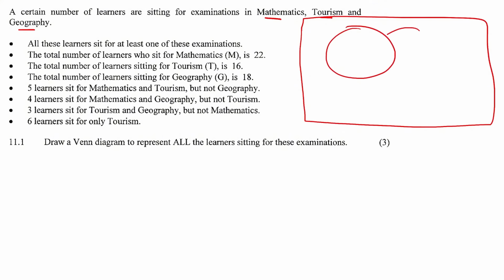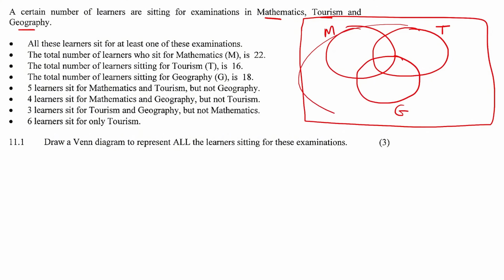And it doesn't matter which circles you put. It doesn't matter if you label it as this is maths, this is tourism, this is geography, or any other way around. It's fine. It all works out at the end. I'm going to put this as maths, this is tourism, this is geography. First statement. Now we're going to go through all of these statements and use them to help us fill in values. But not all of the statements might be useful at first.